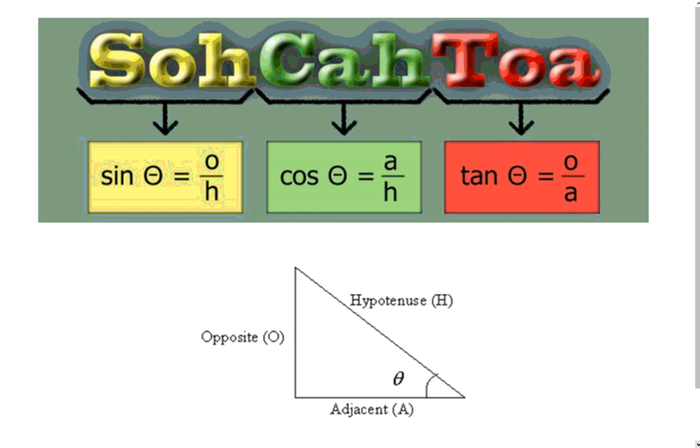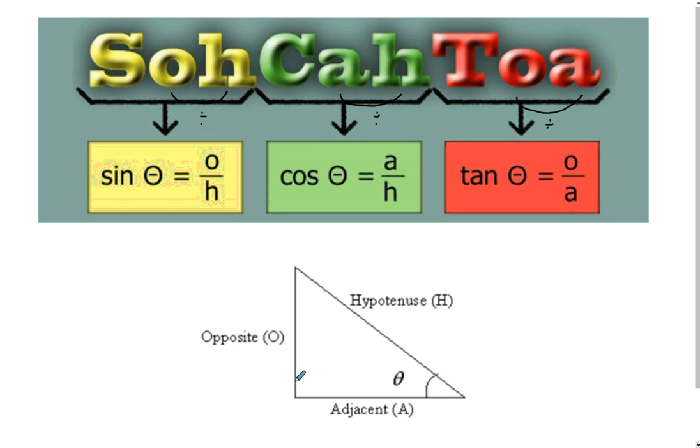Okay, so I assume you're familiar with Sohcahtoa. So the sine of an angle is opposite divided by hypotenuse. So it's always that divided by that. The cos of an angle is the adjacent divided by the hypotenuse. And the tan of an angle is the opposite divided by the adjacent.